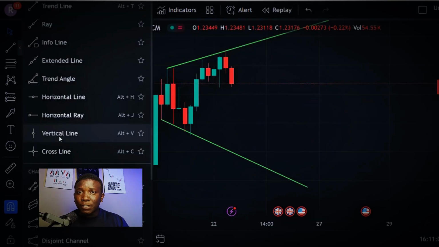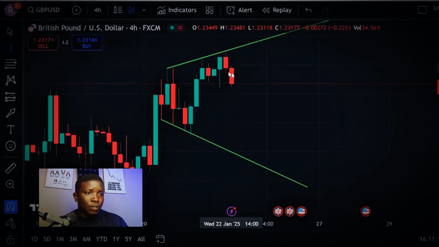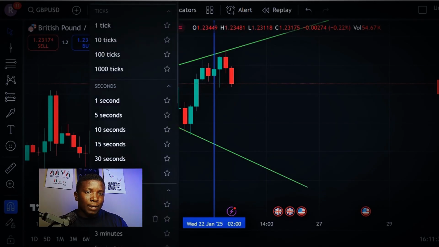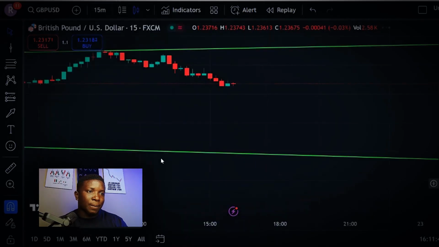Now let me try to differentiate today, which is Wednesday, from Monday and Tuesday. So I'm going to go to my vertical line and make sure I grab out from Wednesday, all right? So this was when Wednesday started in the market. So what you want to do now is go straight to a lower time frame, let's say maybe 5 or 15 minutes. But to avoid too much noise in the market, I'm going to recommend you go straight to the 15 minutes time frame, all right? So right now, I'm going to go directly to the 15 minutes time frame.